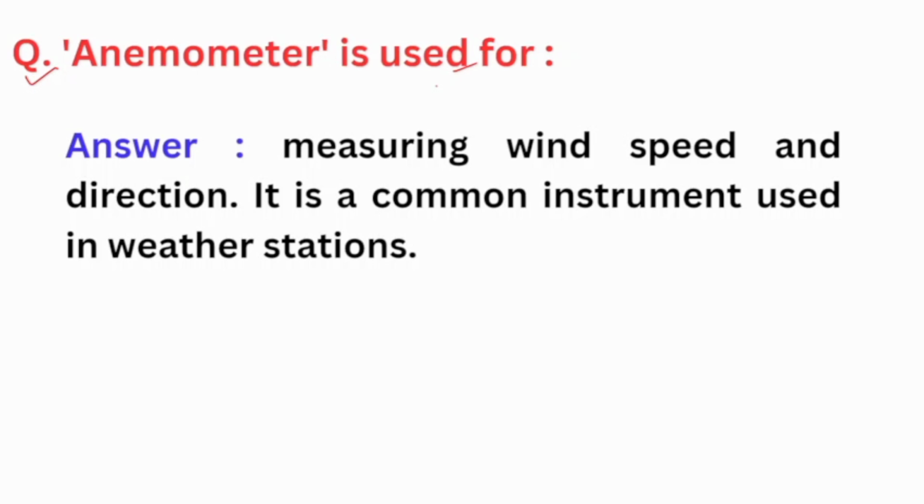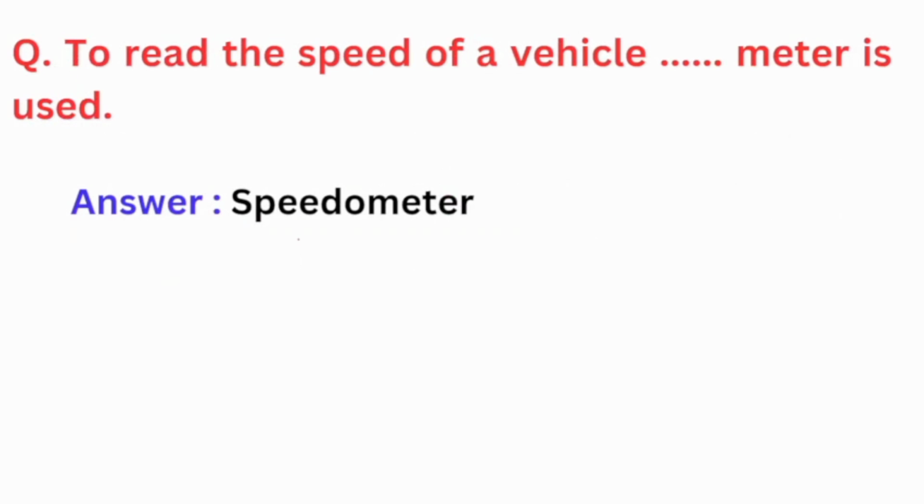Anemometer is used to measure wind speed and direction, and it is a very common instrument used in weather stations. To read the speed of a vehicle, dash meter is used. It is speedometer. With the help of a speedometer, we can measure the speed of a vehicle.